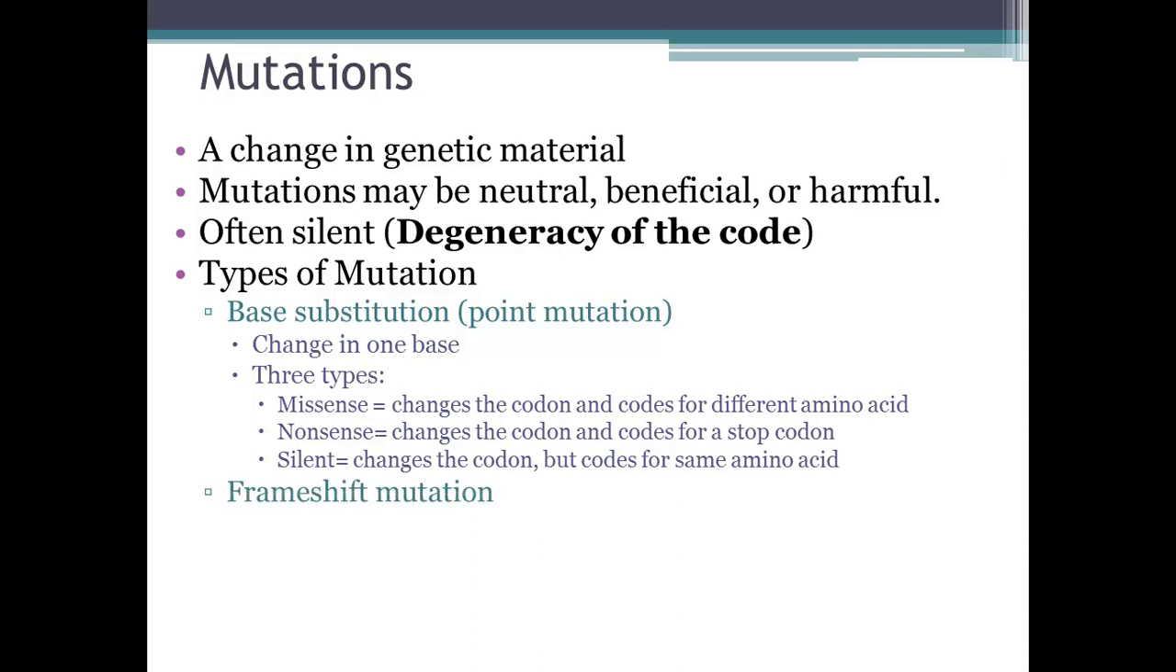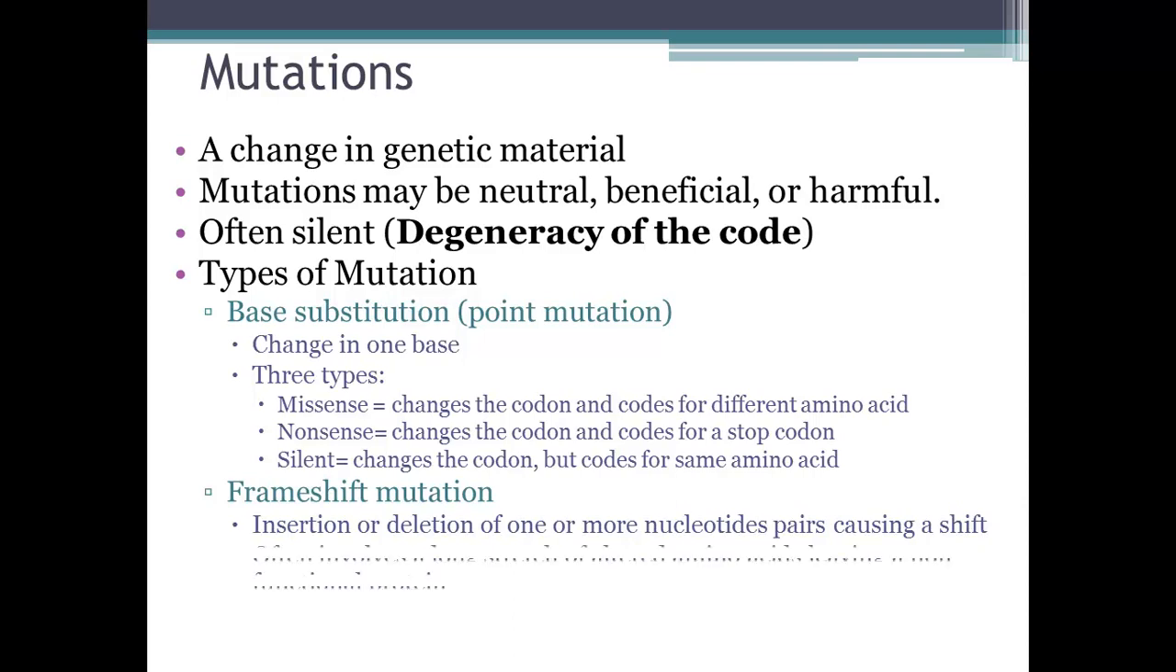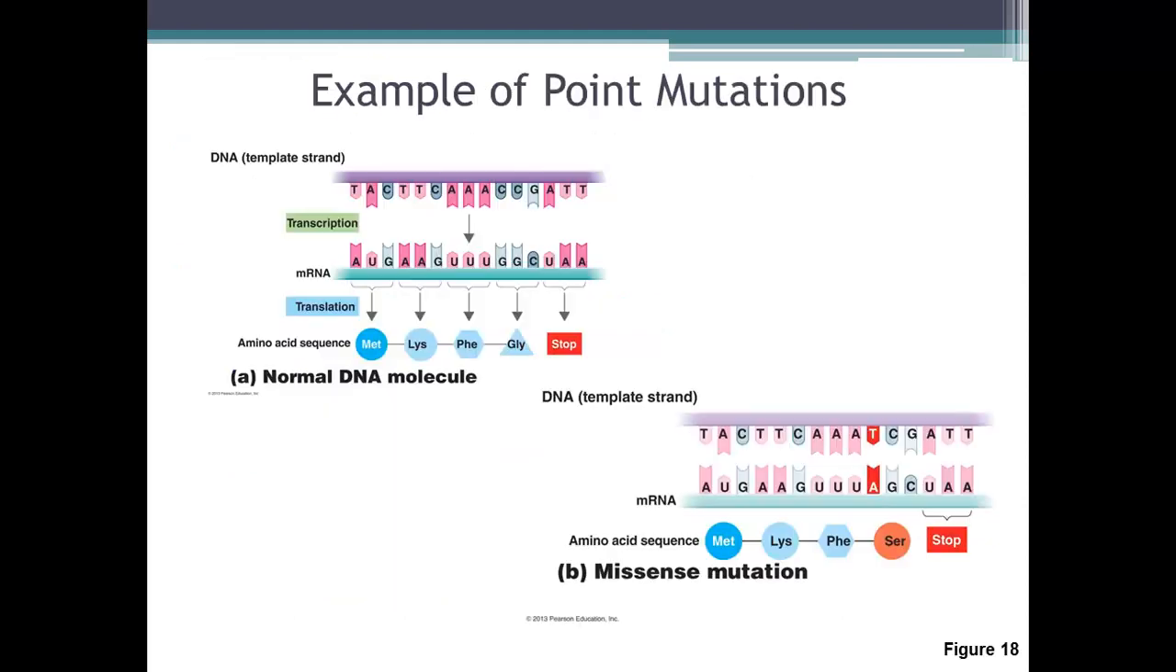Frameshift mutation is caused by the insertion or deletion of a base pair. So you have the insertion or deletion of one or more nucleotide pairs causing a shift. This often involves a long stretch of altered amino acids, leaving a non-functional protein.